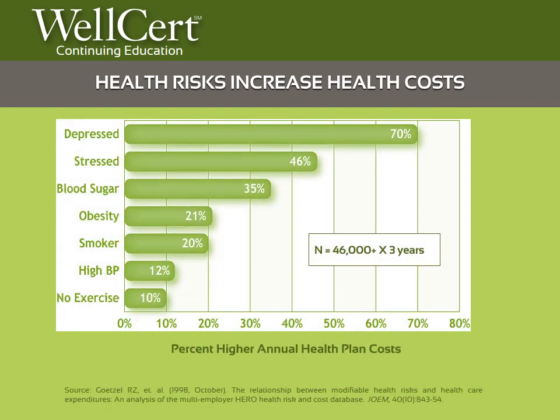Now, health risk and increased health costs. This is the Getzel HERO study. It just shows you the data for the 7 risk factors and the increased annual cost associated with an individual that is high risk versus low or moderate risk. And again, it's 46,000 people times 3 years of study.